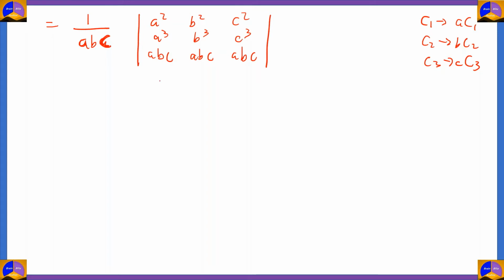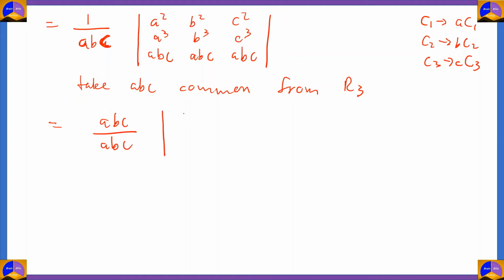Now, we find that ABC is common across the third row. So what we do is we take ABC common from row 3. So that will be ABC divided by ABC into A squared, A cubed, 1; B squared, B cubed, 1; C squared, C cubed, and 1.